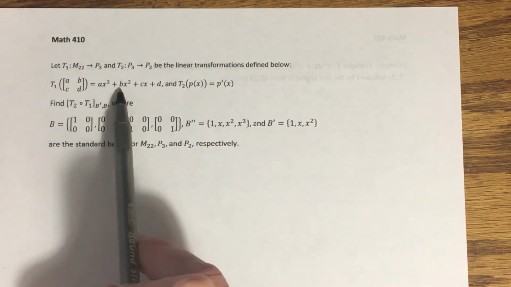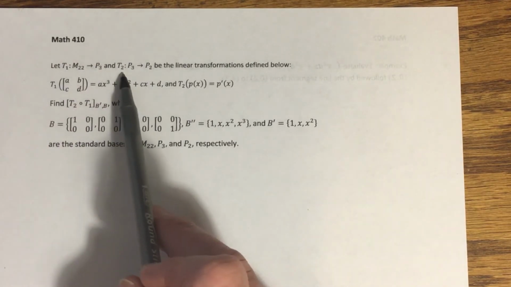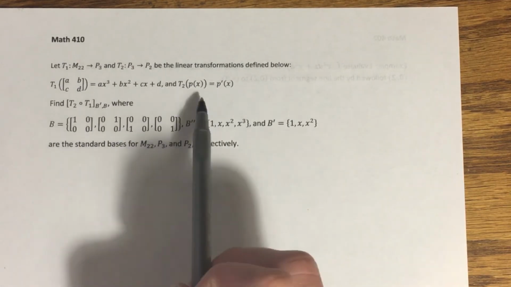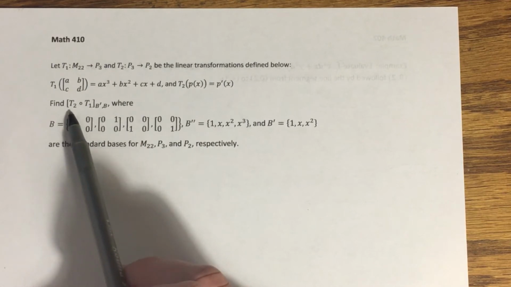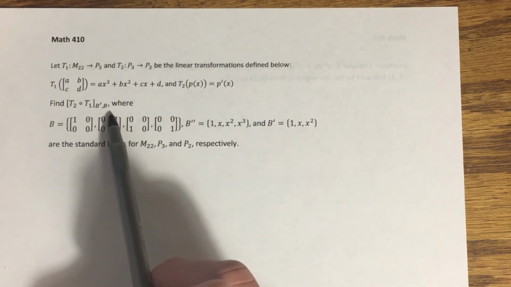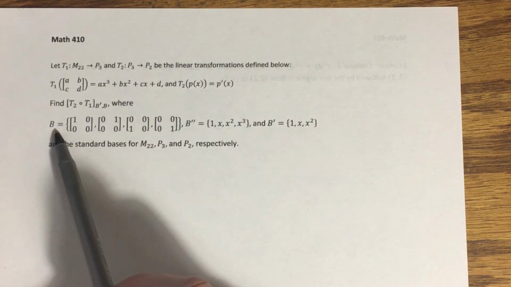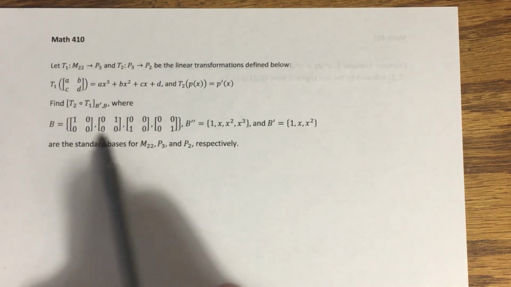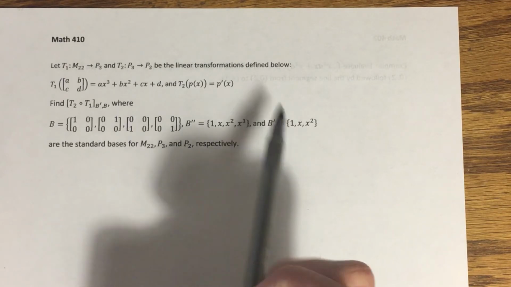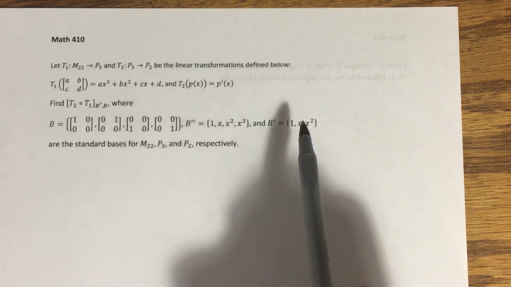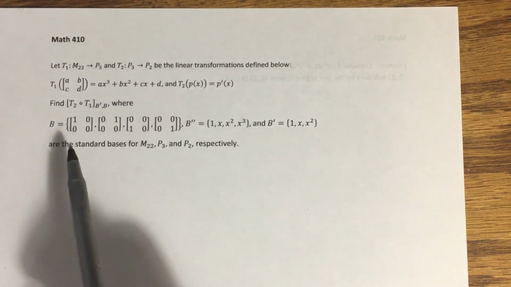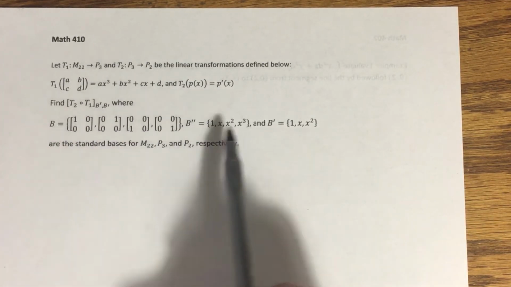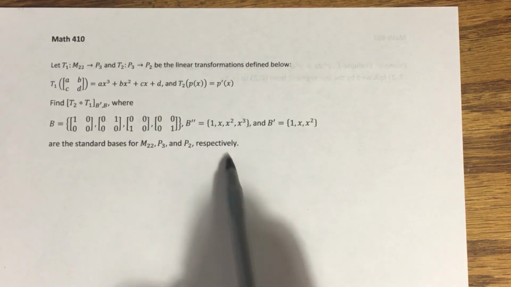Remember, we said that this is an isomorphism. And then T2 is going to take P3 into P2, and it's going to be the derivative operator that we've already dealt with. Our goal here is just to find the matrix for the composition of T2 with T1 relative to the bases B and B prime, where B is the standard basis for the vector space M22. We've seen this one before. B prime is the standard basis for P2, which we've just used, 1, x and x squared. And because the result that we just talked about requires a basis for this in-between vector space, which in this case is P3, we're going to use the standard basis for P3. So that's what B double prime is defined to be.